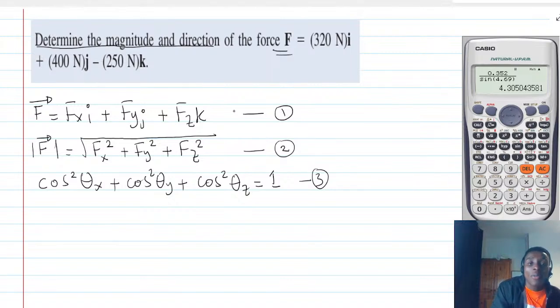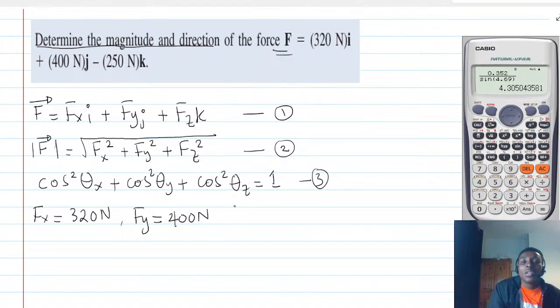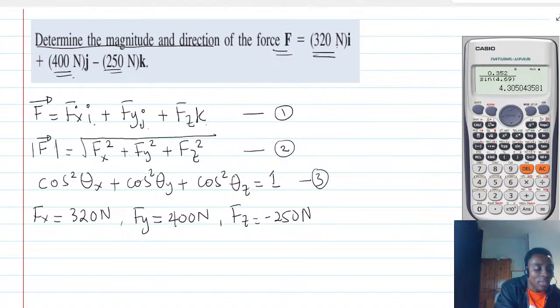So if I compare equation 1 with the force, Fx is going to be 320 newtons. Fy is going to be what? 400 newtons. And then finally, Fz is what? Minus 250. So essentially, we are comparing this together with this. The i component is what? 320. The j component is what? 400. And then the k component what? Minus 250. Is that right?